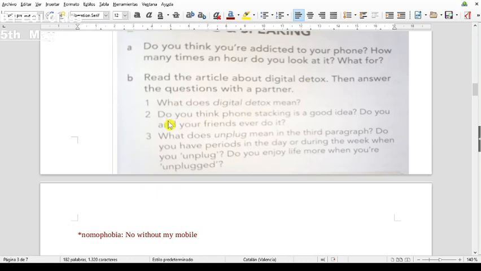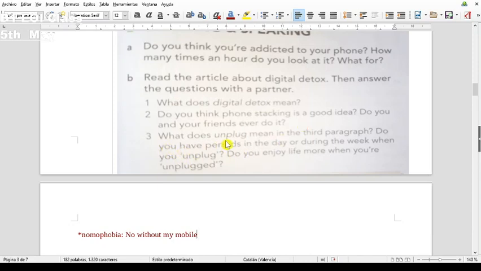Then answer the question. What does digital detox mean? Bueno, llavors ho va dir jo. Do you think phone stacking is a good idea? Stacking és apilar. Una pila, a pile of books, it's book stacking. Una filera, una pila. Ficar un montó, amontonar, o ficar una pila de un montó de teléfonos, els fiques uno damunt de l'altre, és phone stacking. Then, és a good idea.